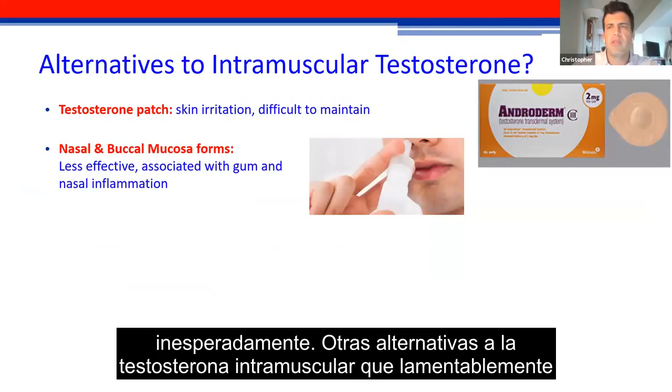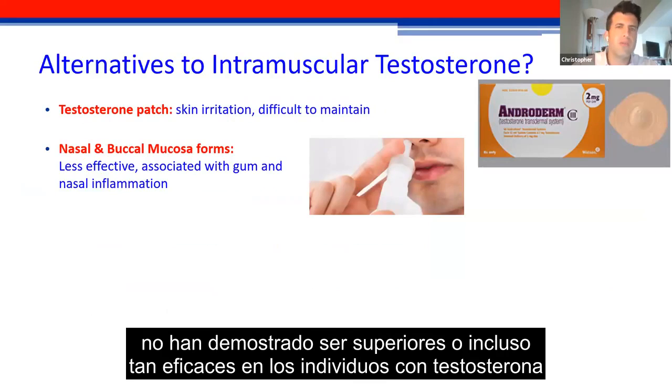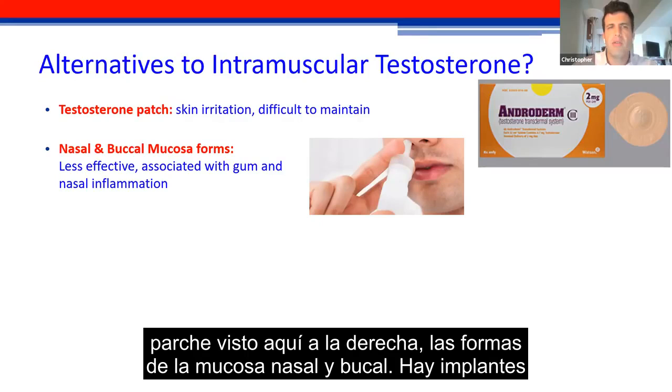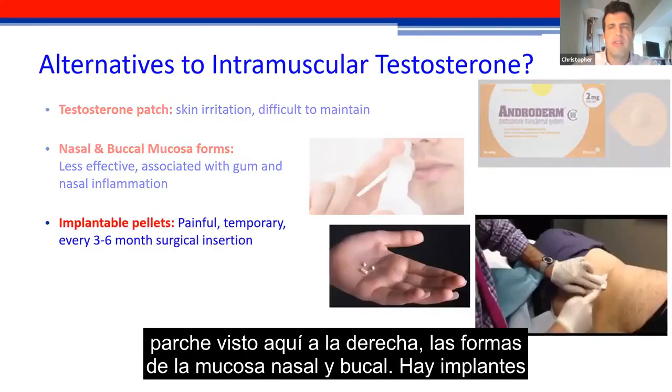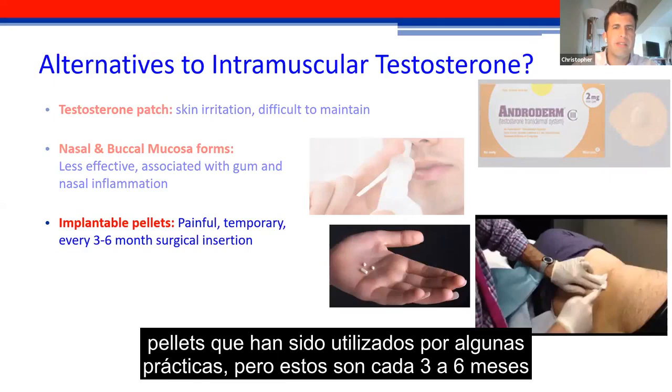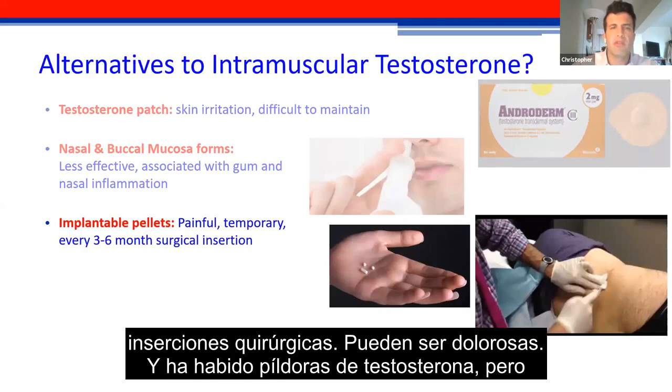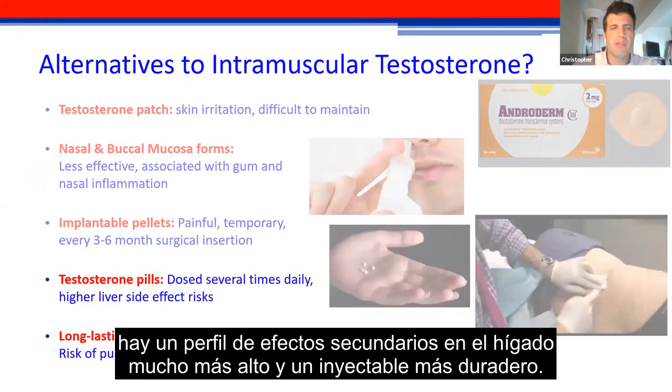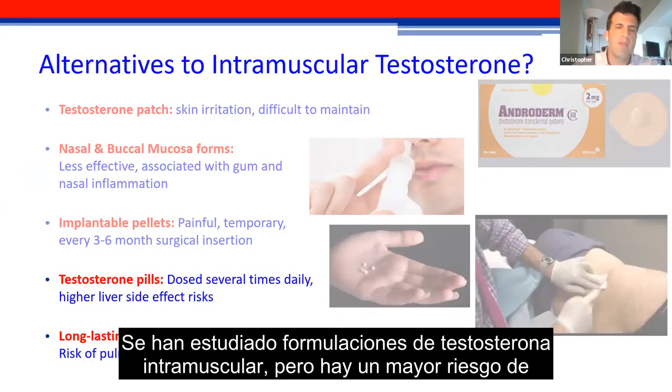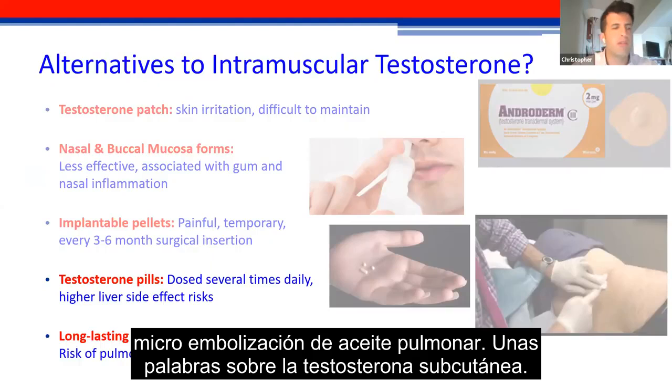Other alternatives to intramuscular testosterone that unfortunately have not been shown to be superior or even that efficacious in individuals: testosterone patch, seen here on the right, nasal and buccal mucosa forms. There's implantable pellets that have been used by some practices, but these are every 3 to 6 month surgical insertions. They can be painful. And there have been testosterone pills, but there's a much higher liver side effect profile. And longer lasting injectable intramuscular testosterone formulations have been studied, but there's a greater risk of pulmonary oil microembolization.